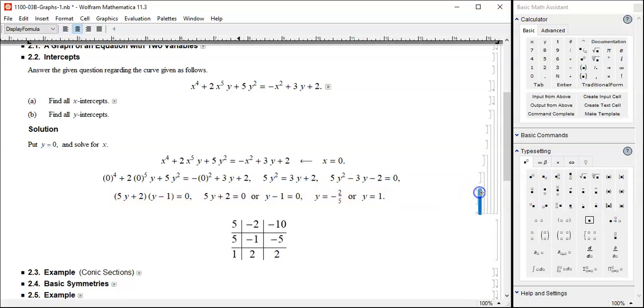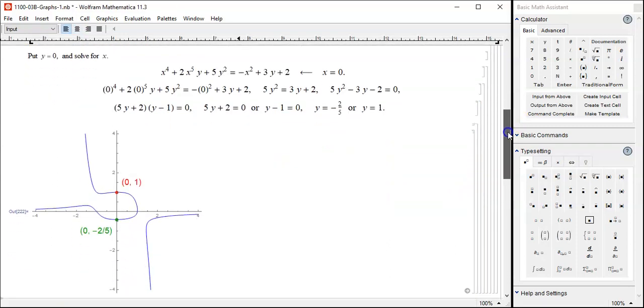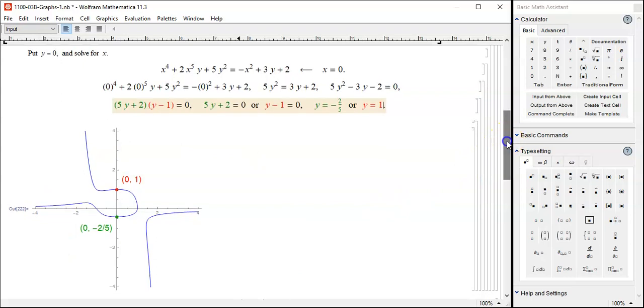Let's see, do we have a visualization here? Yes, 0, negative 2/5. This corresponds to this green point, and 0, 1, this one corresponds to the red point. And y equals 1 corresponds to this factor we just highlighted in red. And then y equals negative 2/5 corresponds to this factor we just highlighted in green. And then we have this visualization. Everything is in place.